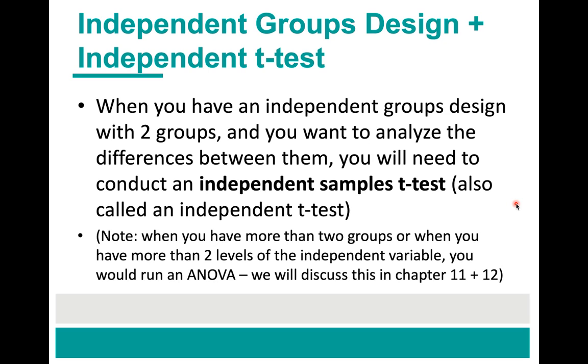So the decisions you make, like, do I collect data from 2 groups of people or 3 groups of people or 4 groups of people? Do I follow people over time? Those sorts of methodological decisions directly impact the statistics that we have to use. So, in the case of an independent groups design or a between subjects design with 2 and only 2 groups of people, we need to use what's called an independent samples t-test.